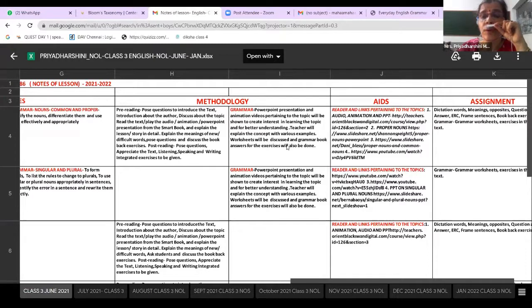So make it mandatory to give worksheets to them. For a particular topic, you make one worksheet. There are a lot of ample worksheets given in the grammar book also. One small worksheet you can give, at least before the exams. And the grammar book answers for the exercises will also be done. So you can write the grammar book exercises on the board.